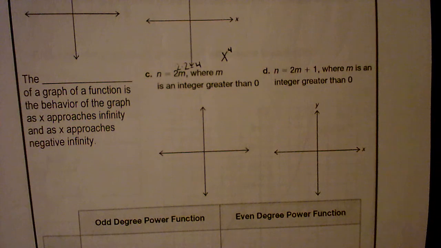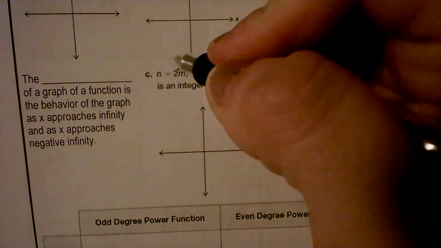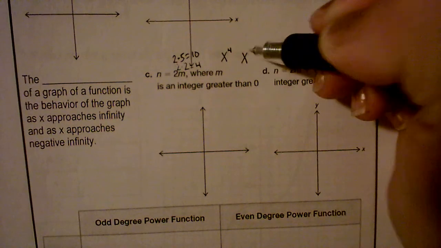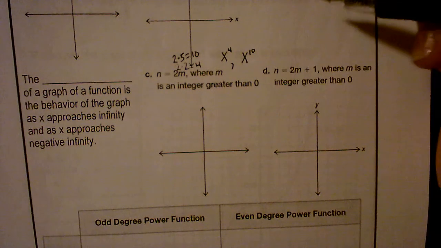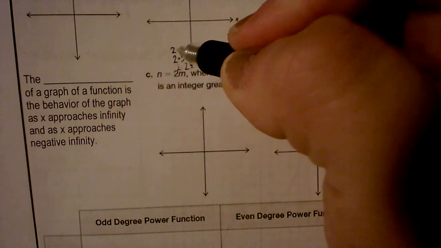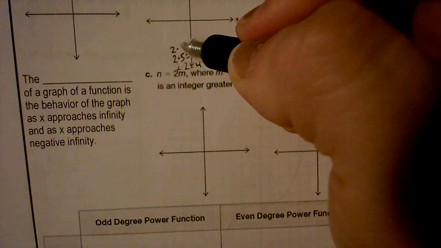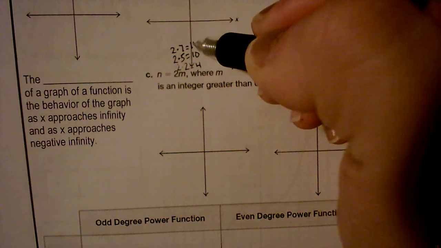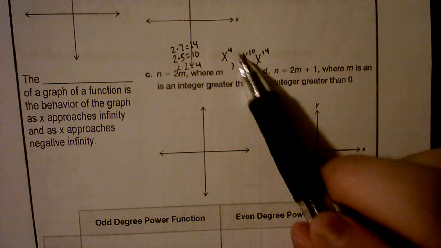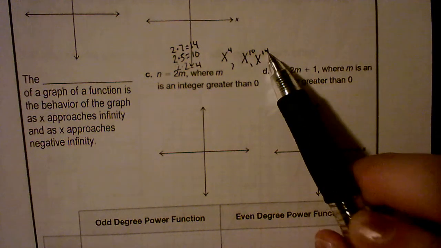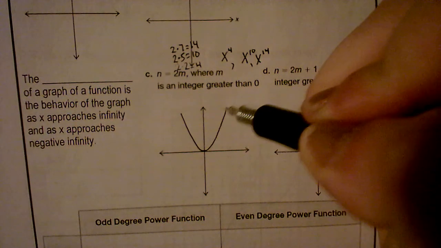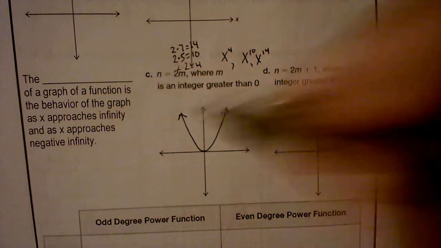But what if I used a different value? What if I used, say, 5? So we'd do 2 times 5, 10, x to the 10th. Let's try one more. What if I picked, I don't know, 7, get 14, x to the 14th. We should notice that all of these values are even, so they're all going to look like our even degreed power functions, like that.